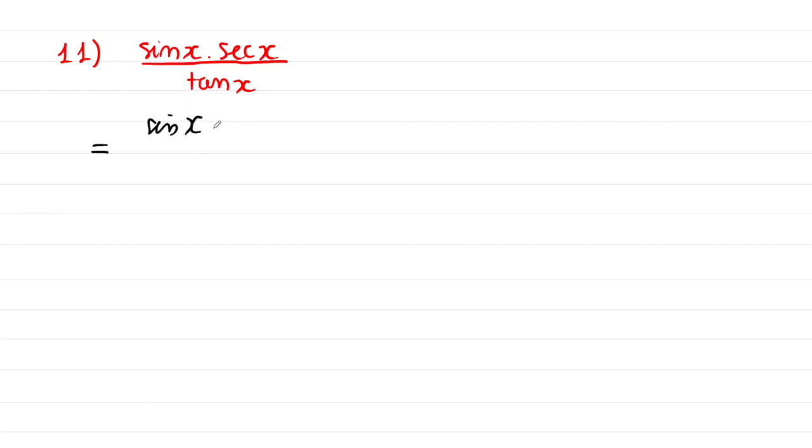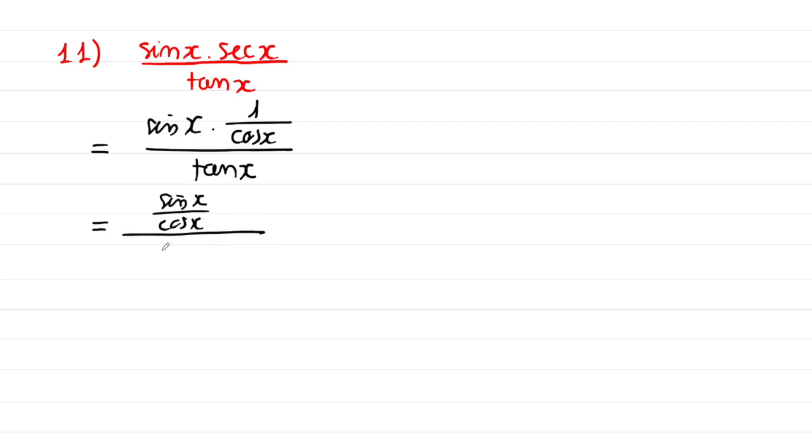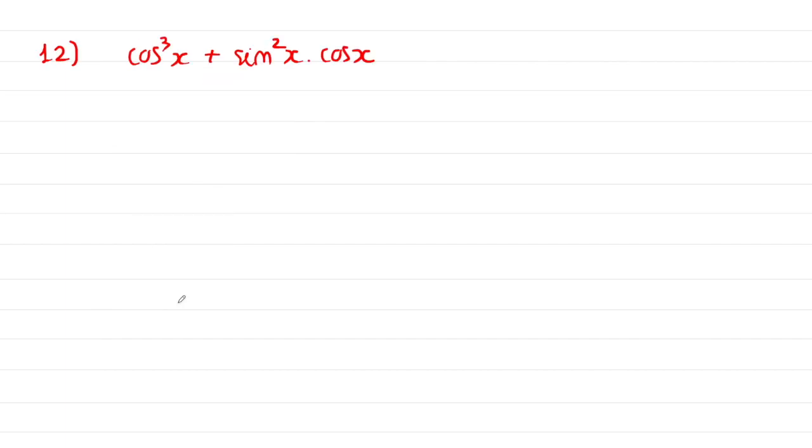Question 11. How can you do this? Sine x times sec, which means 1 over cos, and over tan. And sine x times 1 over cos means sine x over cos. So what is tan? Tan is sine over cos. So numerator and denominator are equal. That's why you get 1 as my final answer for this question. So quick, right? Yeah, move to next question.